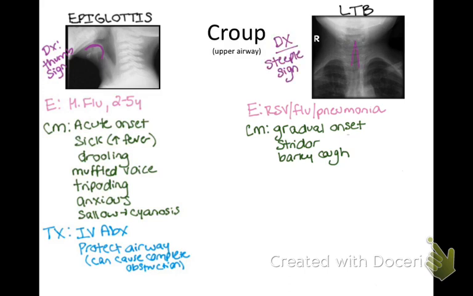We diagnose it by this steeple sign. So do you see right here? You see how it goes up and down? You guys see that? So remember, black is air, and anything kind of white or darkish is tissue. So all this tissue along the laryngeal tracheal area is swollen, okay? And it creates that steeple sign.